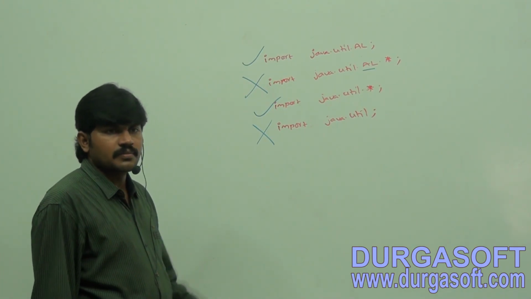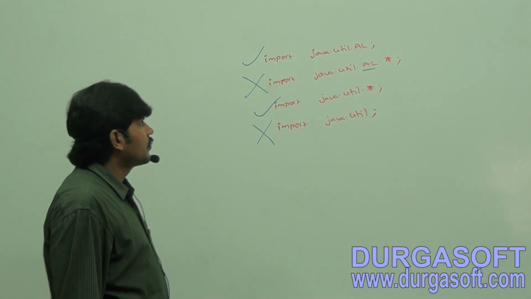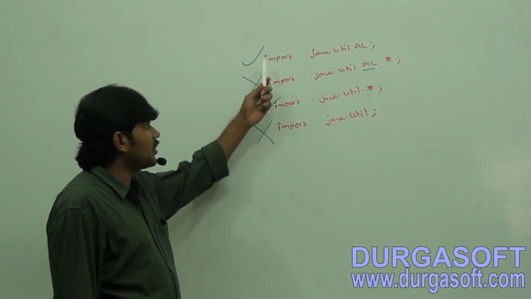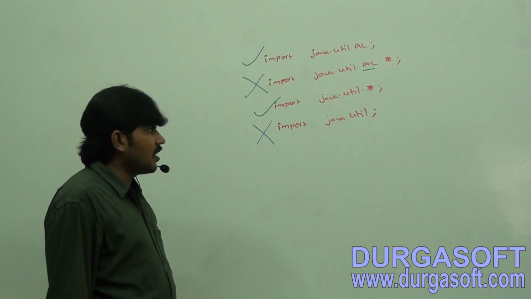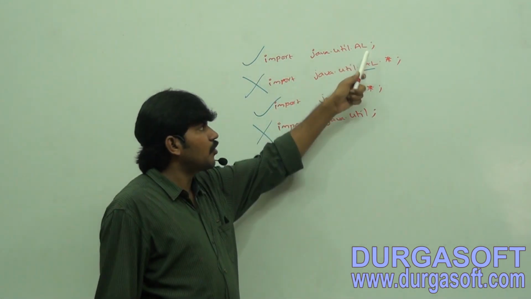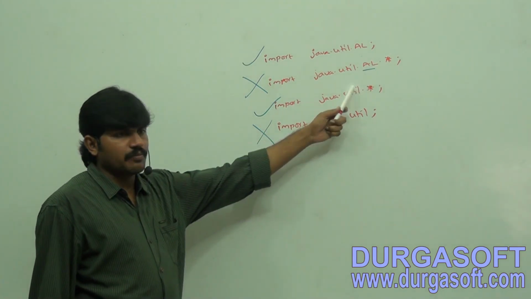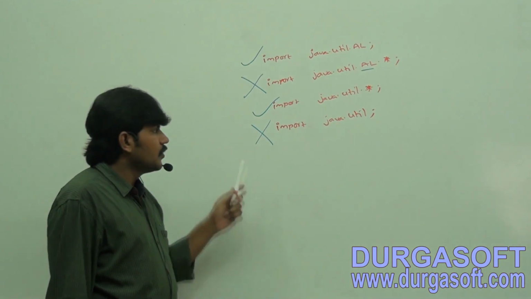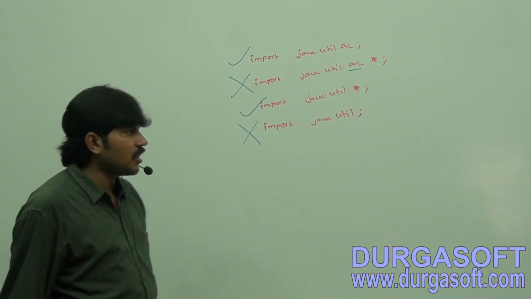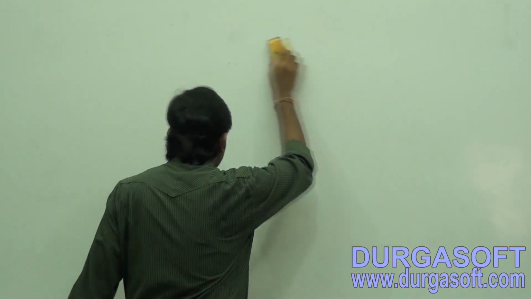I hope it is clear for all of you, right? The first one is meaningful, an explicit class import. The second one is not meaningful because after the class name dot star is not allowed. The third one is an implicit class import, with dot star after the package name. The fourth one is meaningless because after the package name a semicolon is not allowed; dot star must be required. Okay, this is case 2.